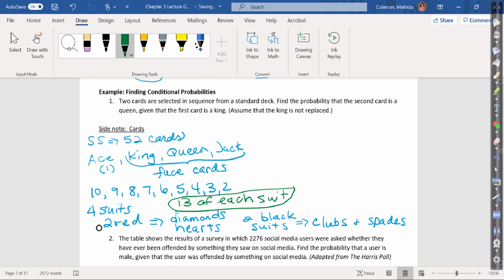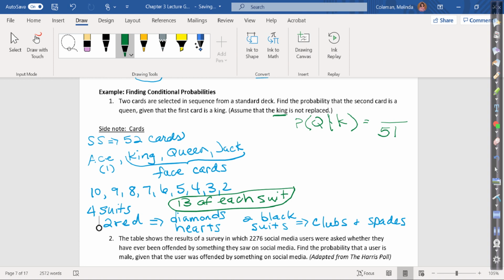So this one says, find the probability that a second card is a queen given that the first card is a king. So that's the probability that you get a queen given that the first card is a king. So if the first card is a king and it's not replaced, my sample size then decreases by 1 and is only at 51. Because the king was chosen, I only have 51 cards left.